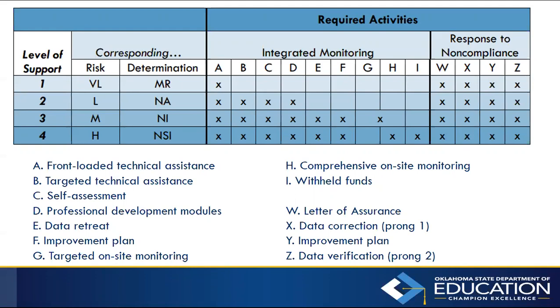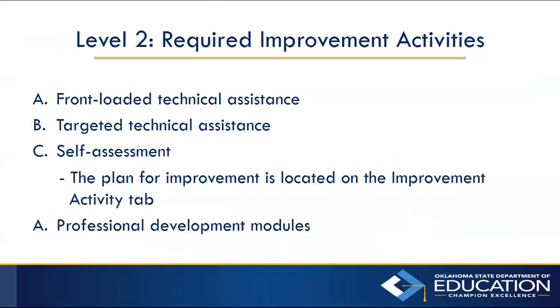And again, this is spelled out even more in that general supervision manual. So if you have additional questions, please make sure and go to that manual or contact us, and we can certainly help to answer that. All right, so for level 2, required improvement activities. If you're a level 2, here's what is expected that you need to do. There's going to be some front-loaded technical assistance.